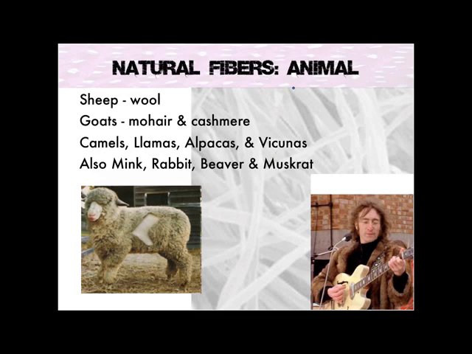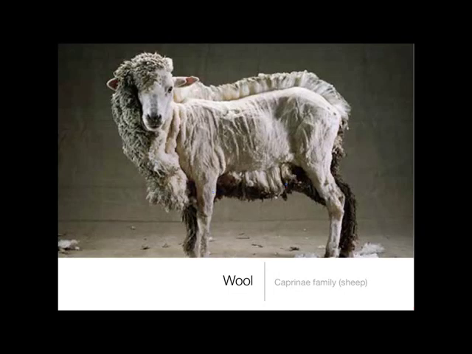Natural fibers that come from animals include wool that comes from sheep, mohair and cashmere that comes from goats, and you can also make fibers from alpacas, which is my personal favorite. This is a picture of John Lennon wearing, I believe, a mink coat. And so the one we're going to talk about is wool.